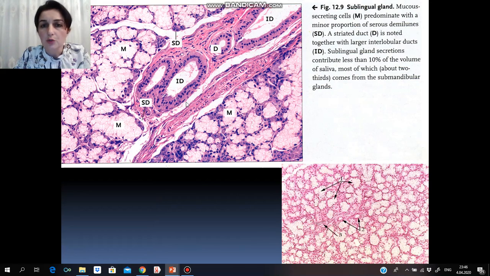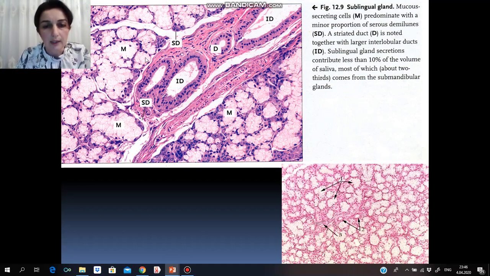Now we are coming to the sublingual gland. Its output constitutes 5% of all saliva output. If the submandibular gland has its own terminal duct which opens into the oral cavity at its bottom, the sublingual gland doesn't have its own terminal duct. It has several ducts which may open individually into the bottom of the oral cavity, or they open into the duct of the submandibular gland.